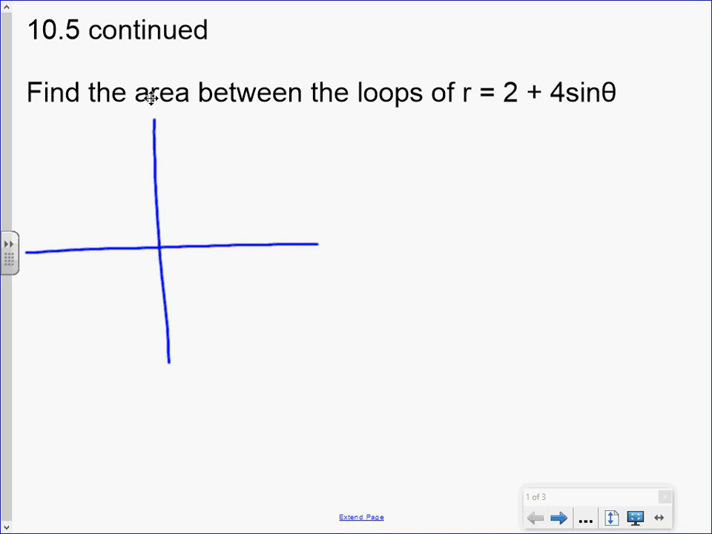So, obviously this is a loop. Let's just get the shape. When we plug in 0, we get, when we plug in pi over 2, pi, 2, and 3 pi over 2 would be negative 2.